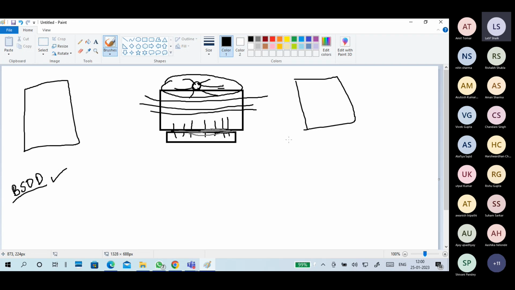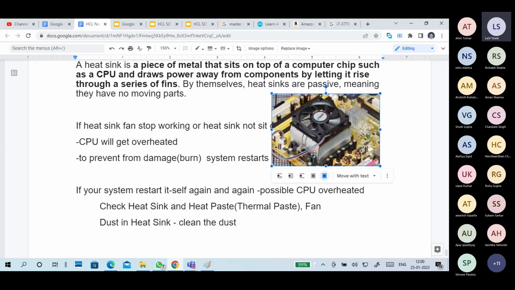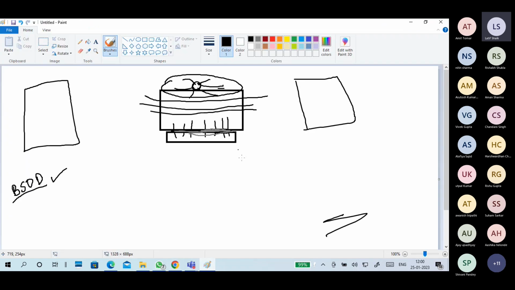Why is the processor getting overheated? Heat sink paste may not be applied properly, or maybe it has got cleaned off or completely dried out. Next one is the heat sink. The heat sink is not set on the processor properly. It should be completely locked. Sometimes there is a loose connection. Because of the loose connection gap, the heat sink cannot absorb the heat from the processor.